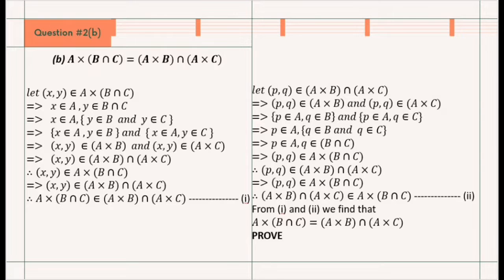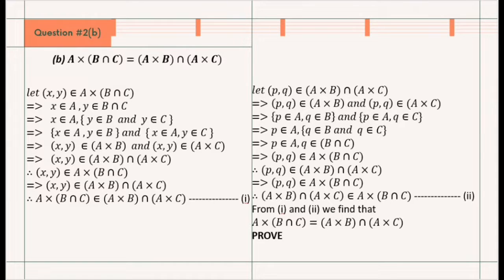For the question 1b, the question is A cross (B intersect C) equal to (A cross B) intersect (A cross C). That is, the Cartesian product of two sets A and B intersect C equals the intersection of the Cartesian products of A and B and A and C. Now to show two sets are equal, we have to show each is a subset of the other.